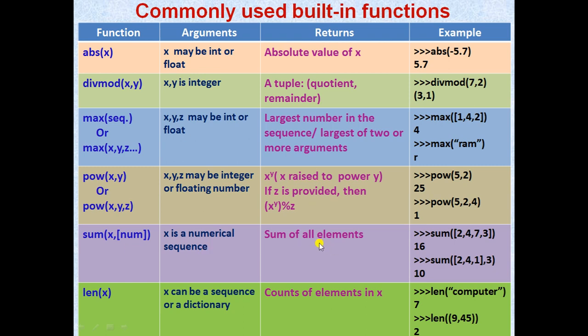sum is used to sum the elements in a tuple or sequence. len is used to count the number of characters or number of elements in a sequence. Here examples are given, hope you will understand. len of computer contains 7 characters, and here len of a tuple having 2 values will return 2.